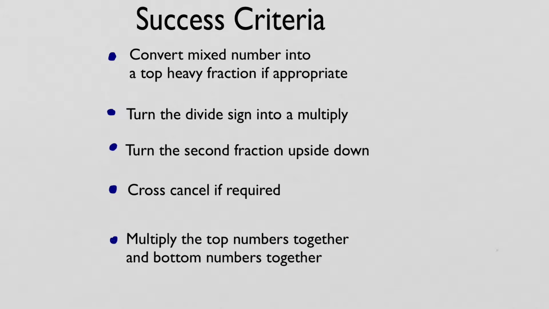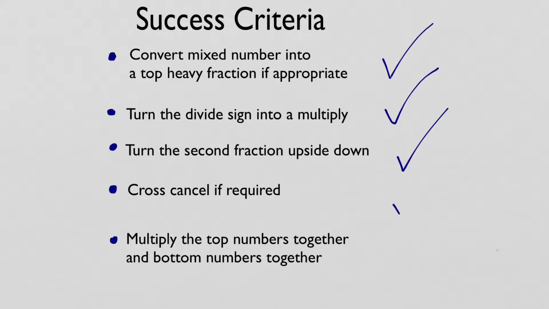Right, so from those 3 examples you can see the key points that we have to do every time. So first thing to do is to see if the fractions are actually mixed numbers. You need to turn them into top-heavy fractions. Then you copy down the first fraction and turn the divide sign into a multiply. And to do that you have to turn the second fraction upside down. That keeps everything the same.